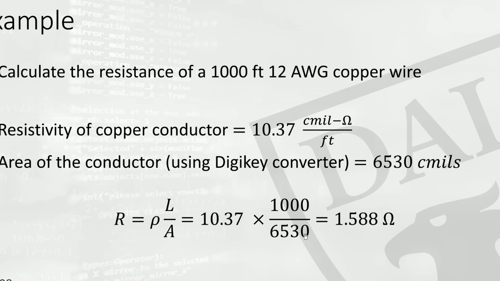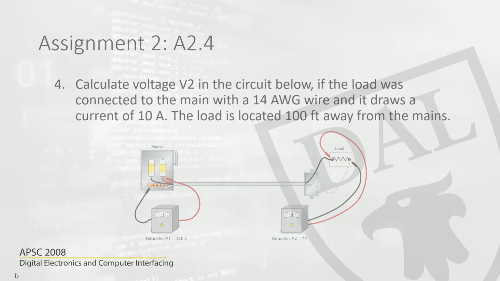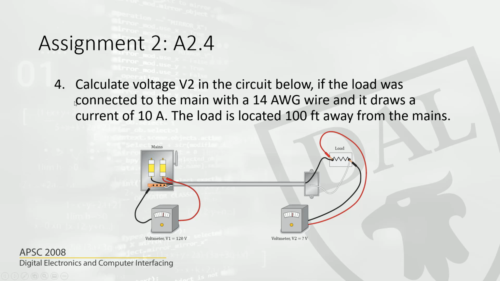So this is the resistance, and if you know the current that is flowing through this circuit, then you can also calculate the voltage drop. Okay, so that is what we will be doing in the assignment problem. So let's move to assignment problem 2.4.